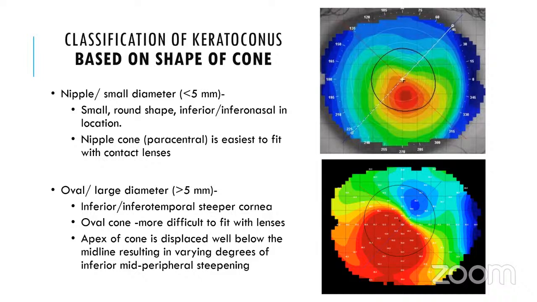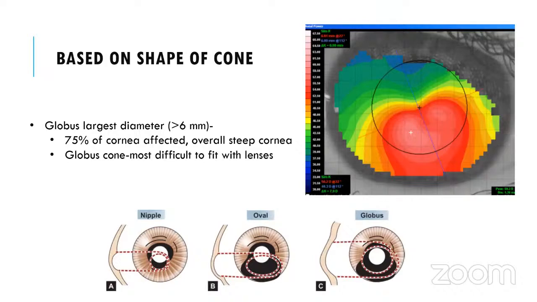Then oval or large diameter, which is more than 5 mm. It is inferior or inferotemporal steeper cornea. Oval cone is more difficult to fit with lenses, and the apex of the cone is displaced well below the midline, resulting in varying degrees of inferior mid-peripheral steepening. And the third one is the globus, or the largest diameter, which is more than 6 mm. 75% of the cornea is affected, and overall steep cornea is there. Globus cone is the most difficult to fit with the lenses.